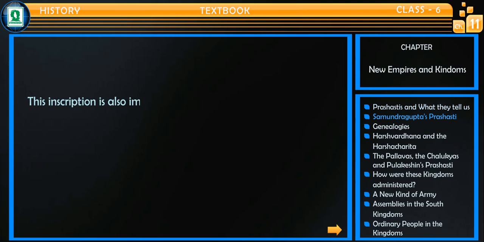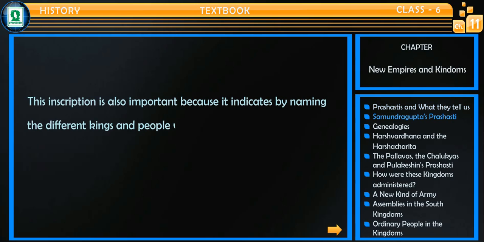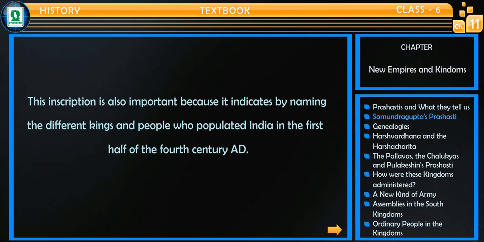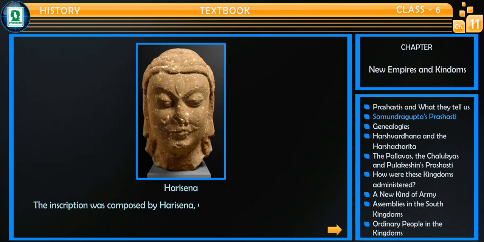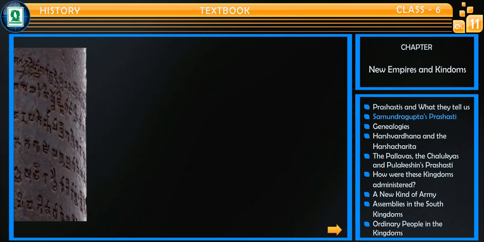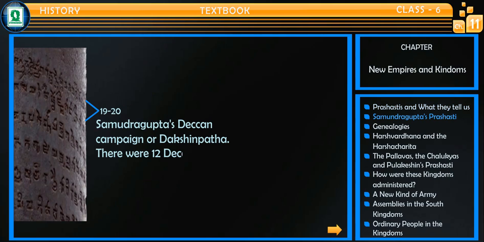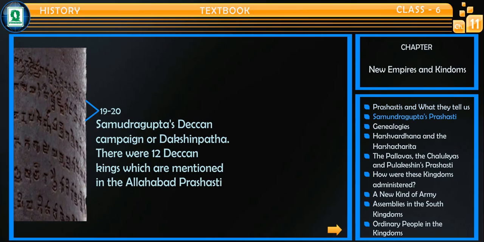This inscription is also important because it indicates, by naming the different kings and people, who populated India in the first half of the 4th century AD. The inscription was composed by Harisena, who was an important poet of Samudragupta's court. Line 19 to 20 describes Samudragupta's Deccan campaign or Dakshinapath. There were 12 Deccan kings mentioned in the Allahabad Prashasti.